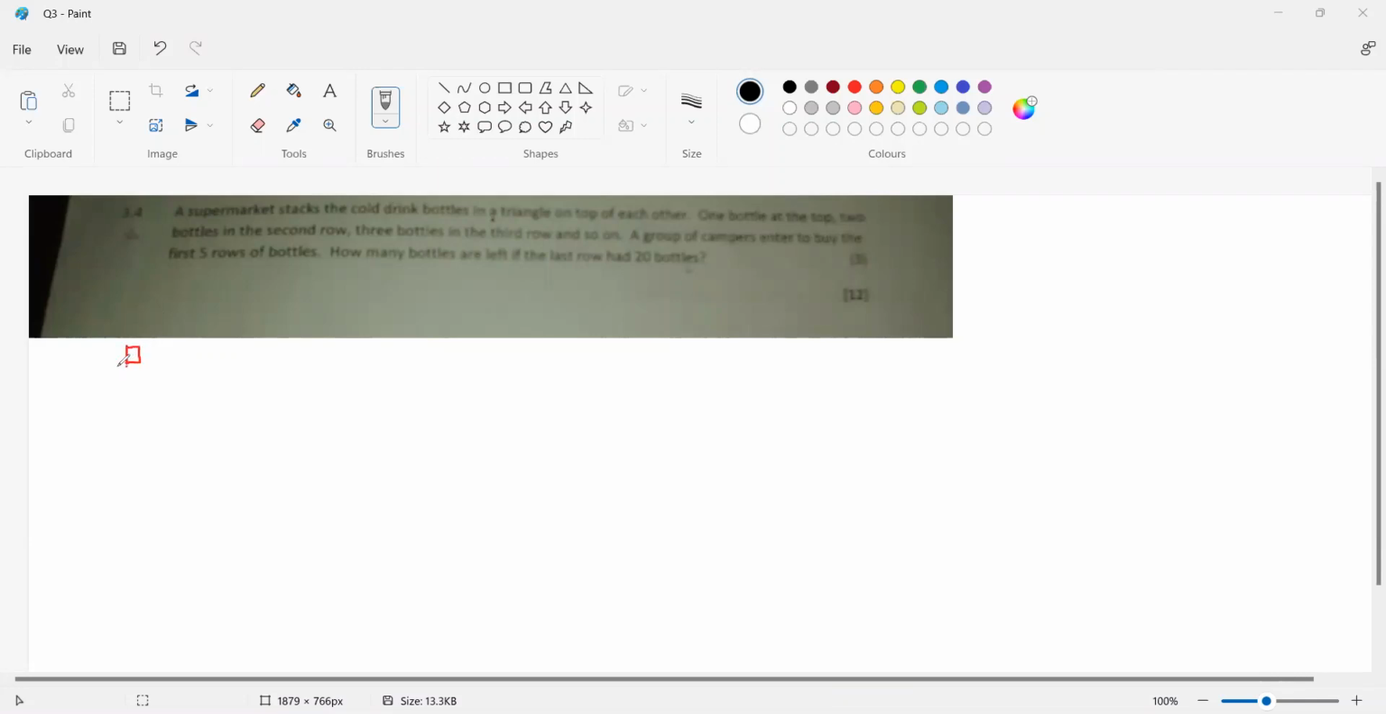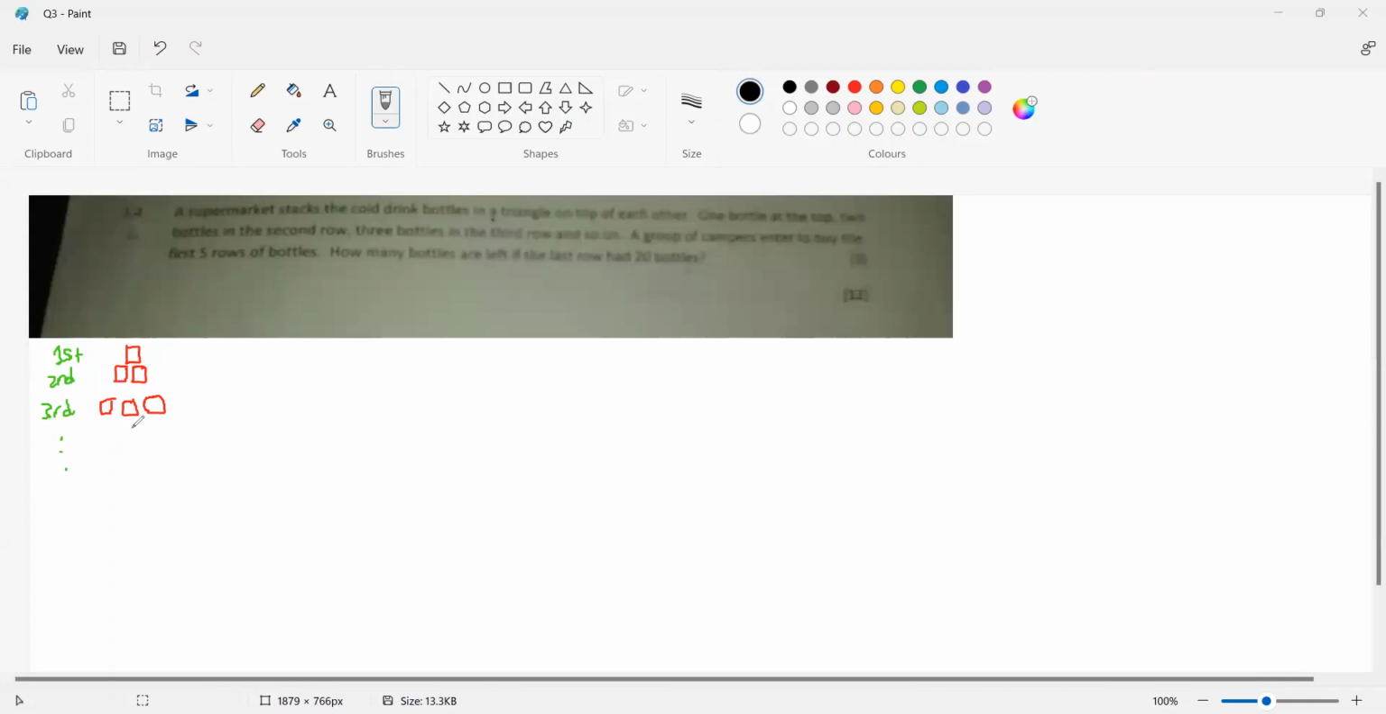I put a small box here. On the second row, there are two bottles. So the ordinal count is based on this: the first topmost row is the first, second, and this is the third row, and then three bottles in the third row and so on. So we get the idea of the triangular shape here. Sometimes it's also called triangular numbers when we arrange it in such a manner.